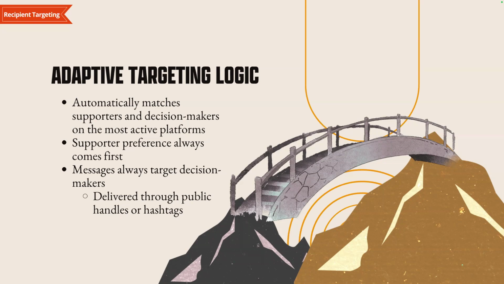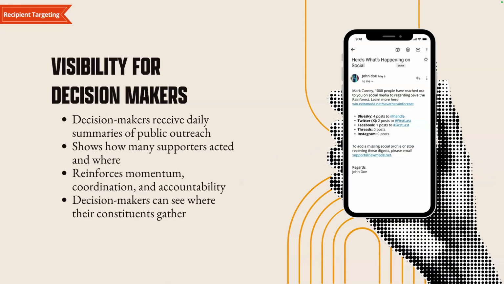And then we also make sure that decision makers are always hearing about the conversations that are happening about them on social media. So the way that we've built it is that these messages, depending on if the decision makers have accounts, will be using either public handles so that they are directly being tagged, or using hashtags where the decision makers may not have an account active there. But we always make sure that they receive a notification saying that there are people talking to them on X amount of platforms. And we do that by sending this email digest that we've mentioned.